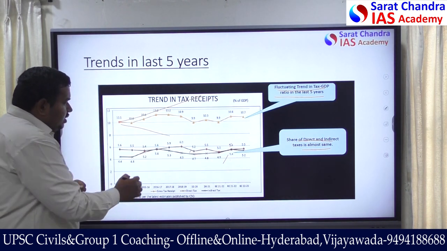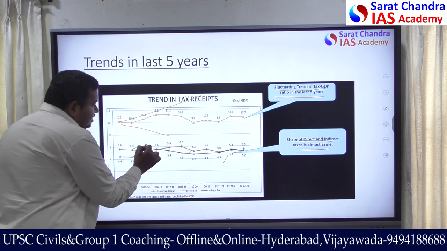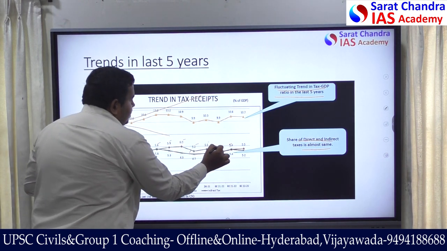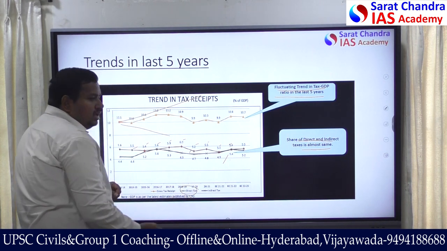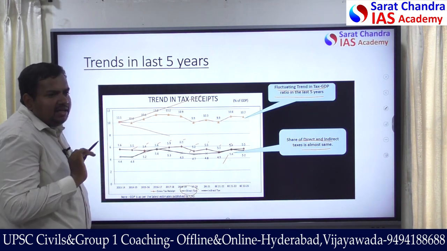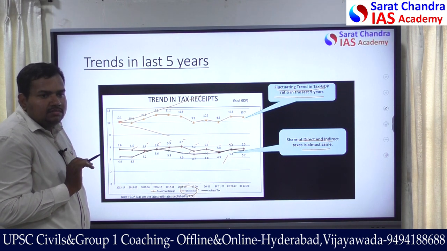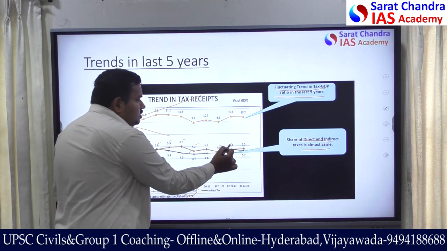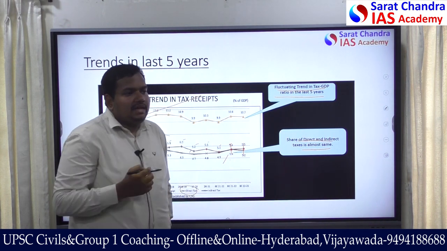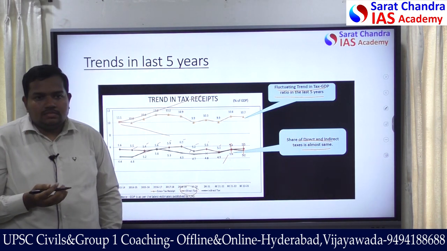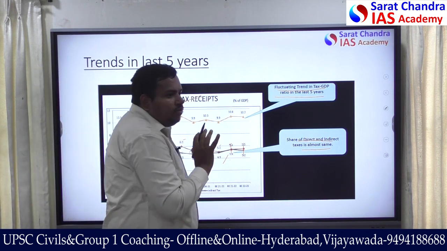But before that, if you observe here, corporate is a little bit higher generally. So what is this line? Direct taxes. Direct tax a little bit higher when compared to indirect tax. But this year almost same. Next year projection again, direct tax will be slightly higher. Okay. So these are the two important trends.